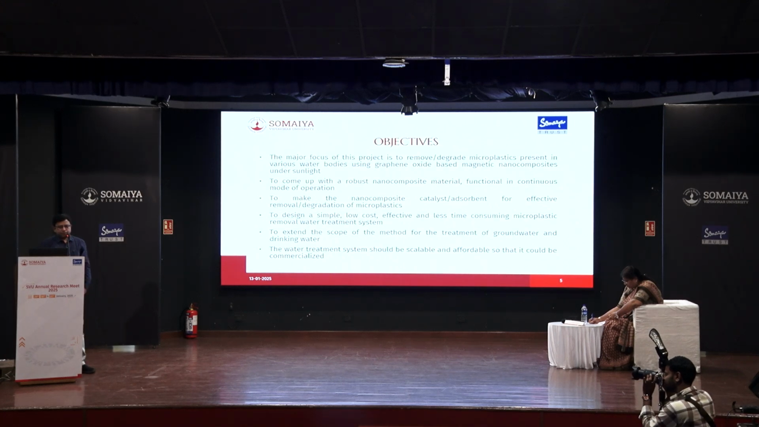So these are the objectives, basically. To remove first and then degrade them outside using magnetic nanocomposite material. That magnetic nanocomposite, I'll come to in the next slide. Then the procedure should be scalable. We are trying basically through this, and it should be cost effective, and it can be used for even groundwater or drinking water.